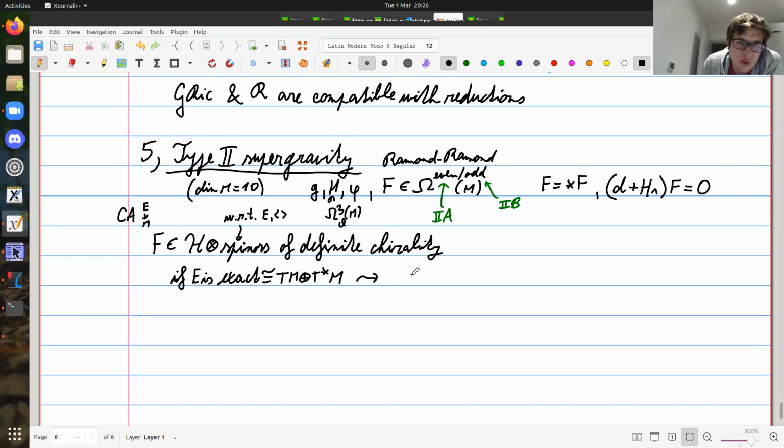Then if you look at what the corresponding bundle is, this is precisely the differential forms on M. That's a well-known fact that if you want to construct a spinor representation of a space which looks like this, then maybe I'll write it.